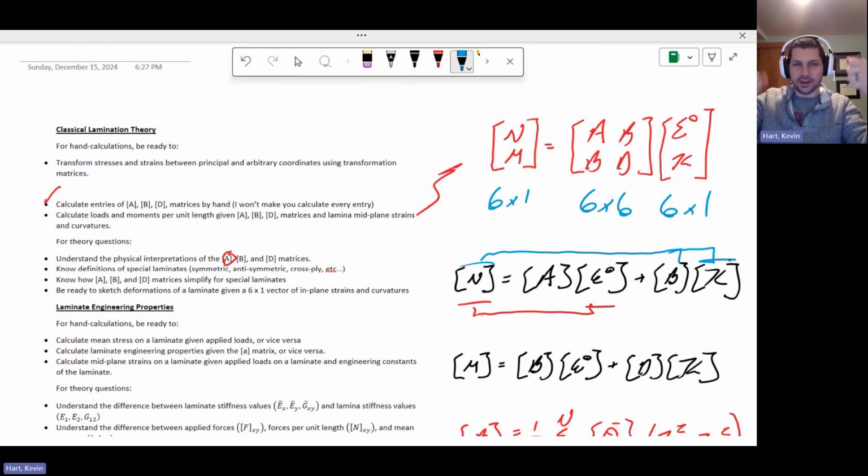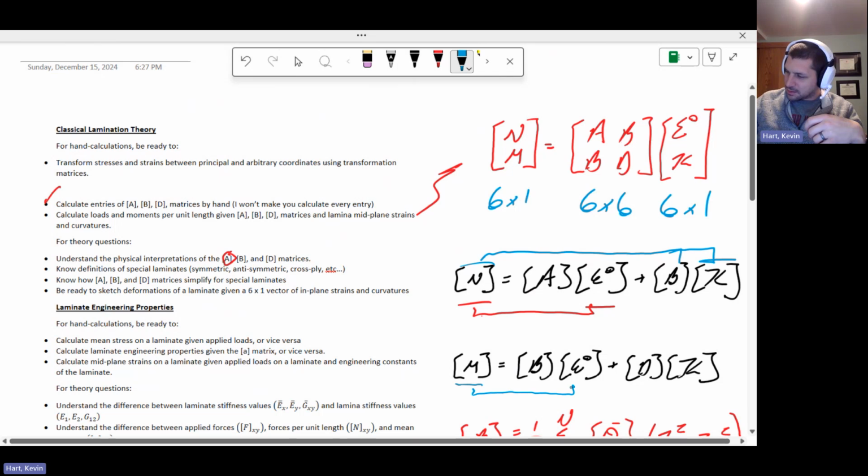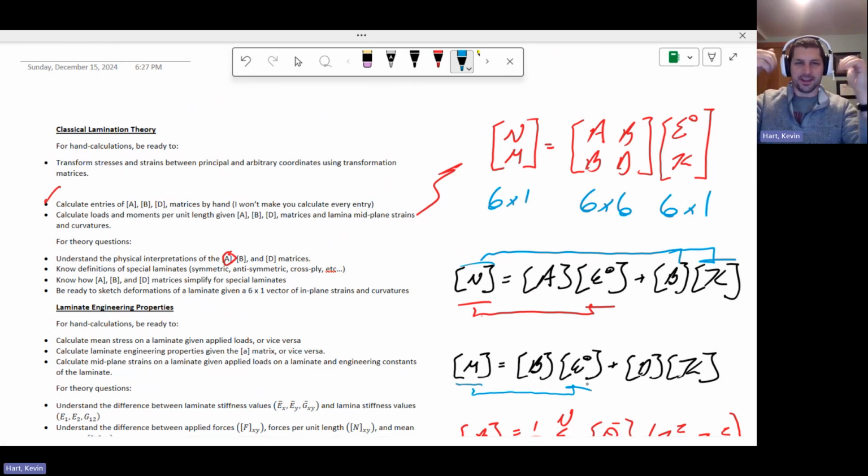It relates in-plane loads to curvatures, but it also relates applied moments to in-plane strains, which is also, again, very weird. I'm going to bend this thing and it gets longer or shorter at the midplane. Very unusual behavior. And it just happens because you have these stacking sequences that give fibers in a lot of different directions. Okay? So that's the B matrix.